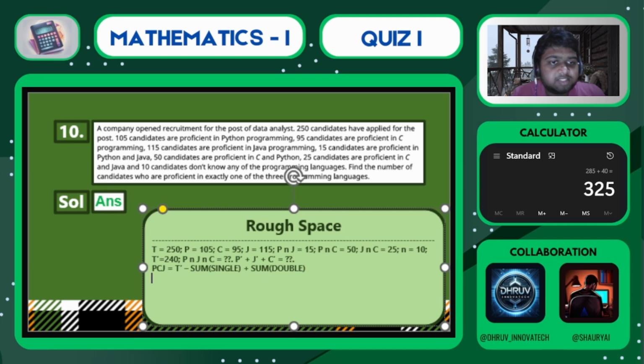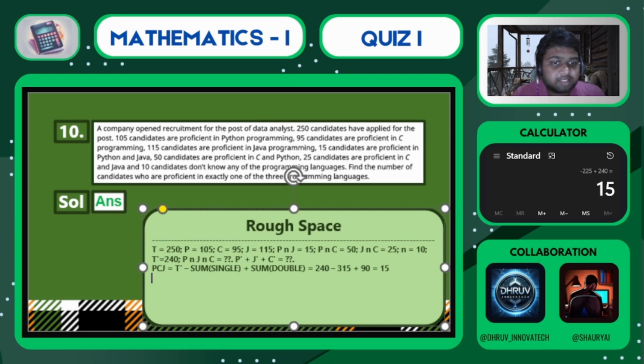Here sum of singles and sum of doubles means in the sum of singles you have to write all the subjects such as Python, Java and C++, and the given data, and those which are given in pairs you have to add in the sum of doubles. Then you would be getting something like 240 minus, then let's add this all, 105 plus 95 plus 115, which is 315. Then we will add all the doubles, 50, 25 and 15, which is 90. Now let's minus 315 and add 240. We get the intersection of all sets to be 50.